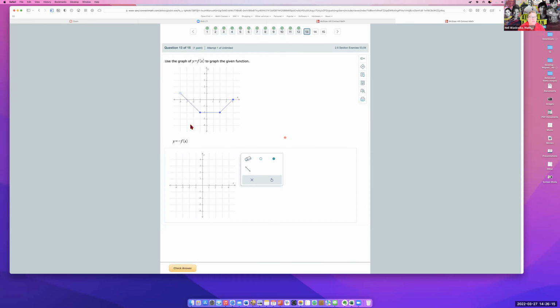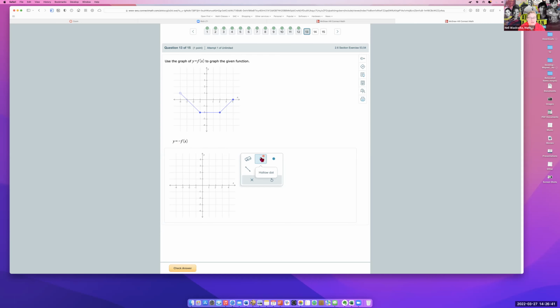Okay, these are fun. They require a little bit more work. They're giving us f of x is these three line segments, and they want us to plot negative f of x. If we have the negative on the outside of the function, what are we changing the sign of, x or y? Excellent. We're changing the signs of all of the y's.